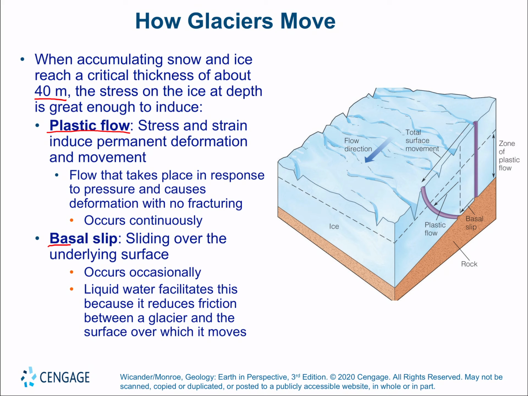Or we could have what's called basal slip, and that's when that glacier slides over the underlying surface. It's only occurring occasionally compared to the continuous movement of your plastic flow. What's going to happen with your basal slip is your liquid water is actually going to aid in that basal slip, because that liquid water is going to reduce the friction between the glacier and the surface that it's moving over.